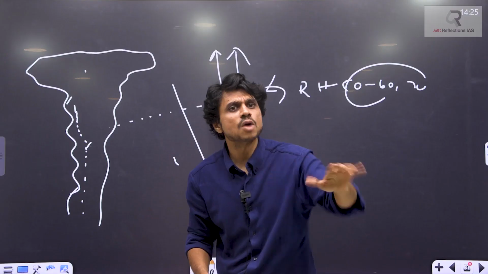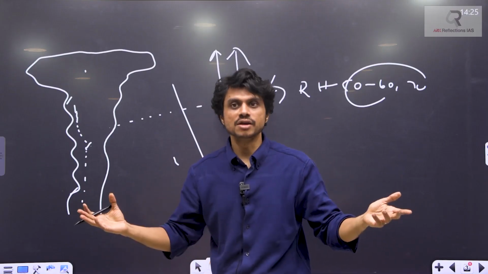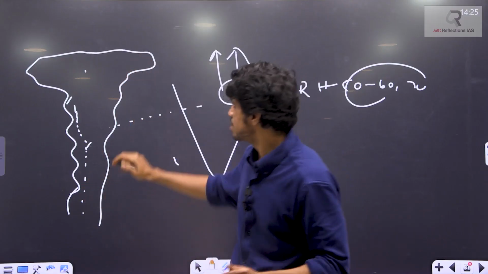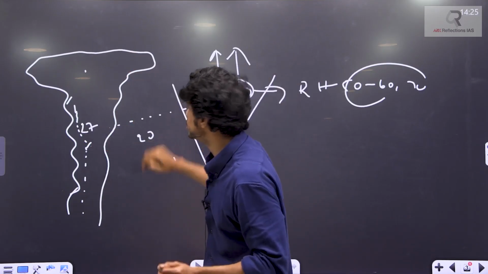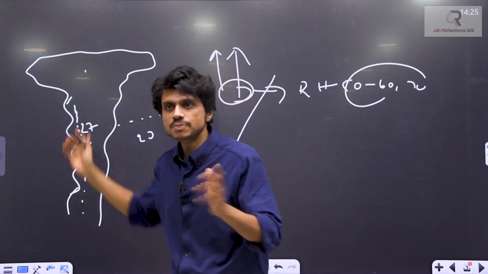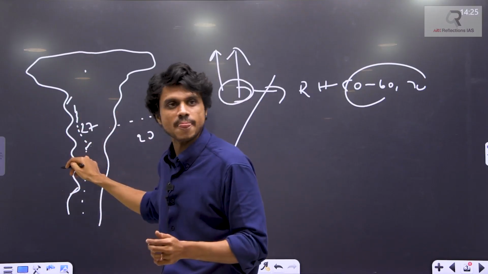But the wind is not stopping there itself. The temperatures are still high. It will keep on rising. Suppose this parcel is at 27 and the nearby surrounding area's temperature is still 20. So the wind will keep rising until the temperatures are matched.